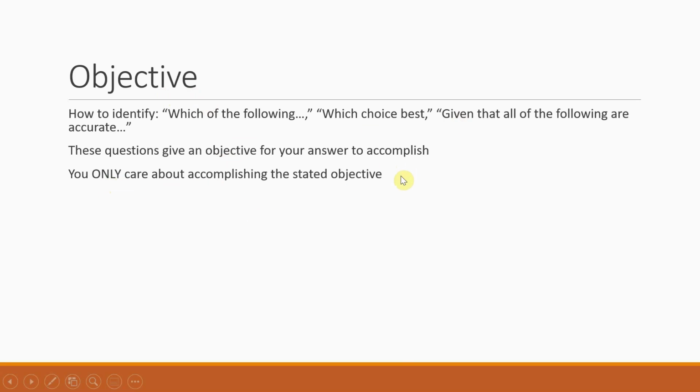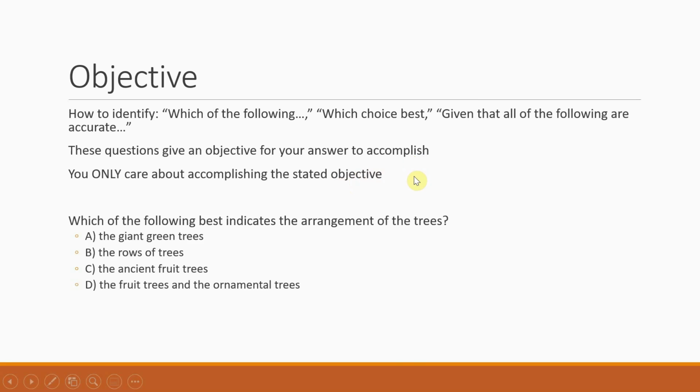Don't try and plug them in and say, okay, which one sounds the best, which one flows the best, which one's most relevant to what's going on in this essay. They are not testing that. Figure out what is the objective, what do they want your answer to do, pick the one that does that. Let's look at an example.